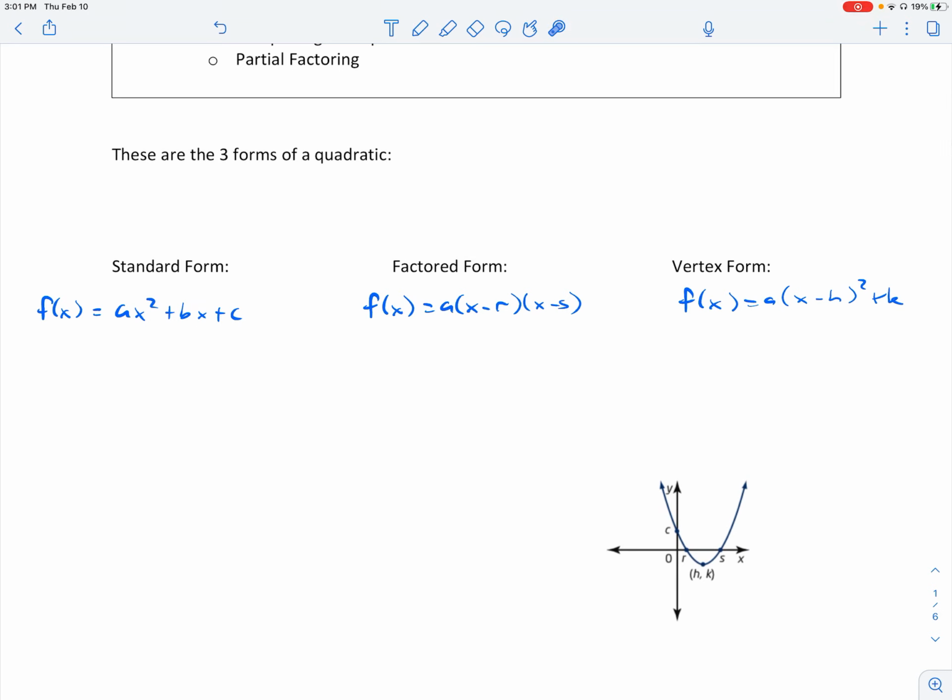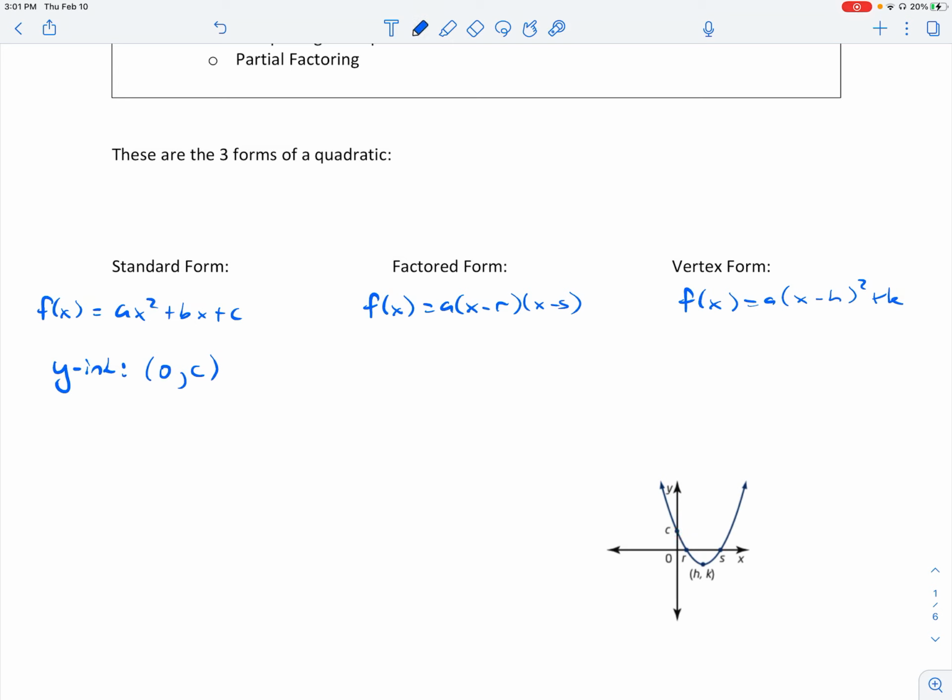Standard form, what is it good for? It can give us the y-intercept. When x is 0, if we plug 0 in for x, these terms go away and all we're left with is the constant term. So our y-intercept will always be the constant term, and we can see that in the graph right here.